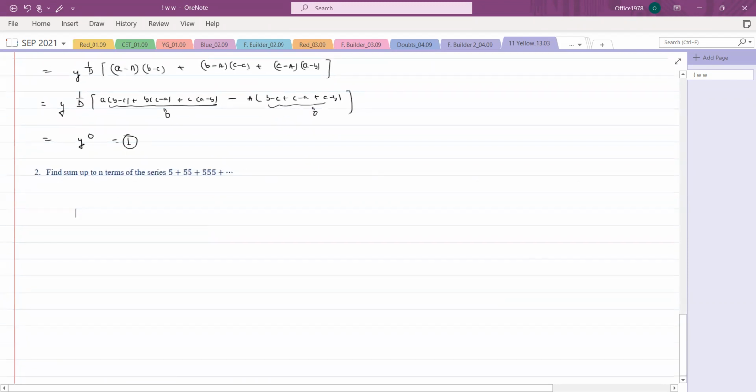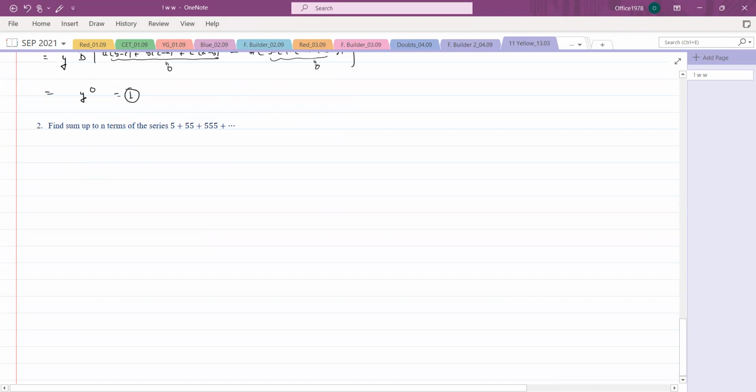And sum up to n terms of the series. Okay. So do one thing, take 5 common. Then this became 1 plus double 1, triple 1, like that. Multiply and divide by 9, so that you'll get 9, 99, 999, 4 times 9, and so on. For 9, you can write 10 minus 1. For 99, you can write 10 square minus 1. Then 10 cube minus 1.